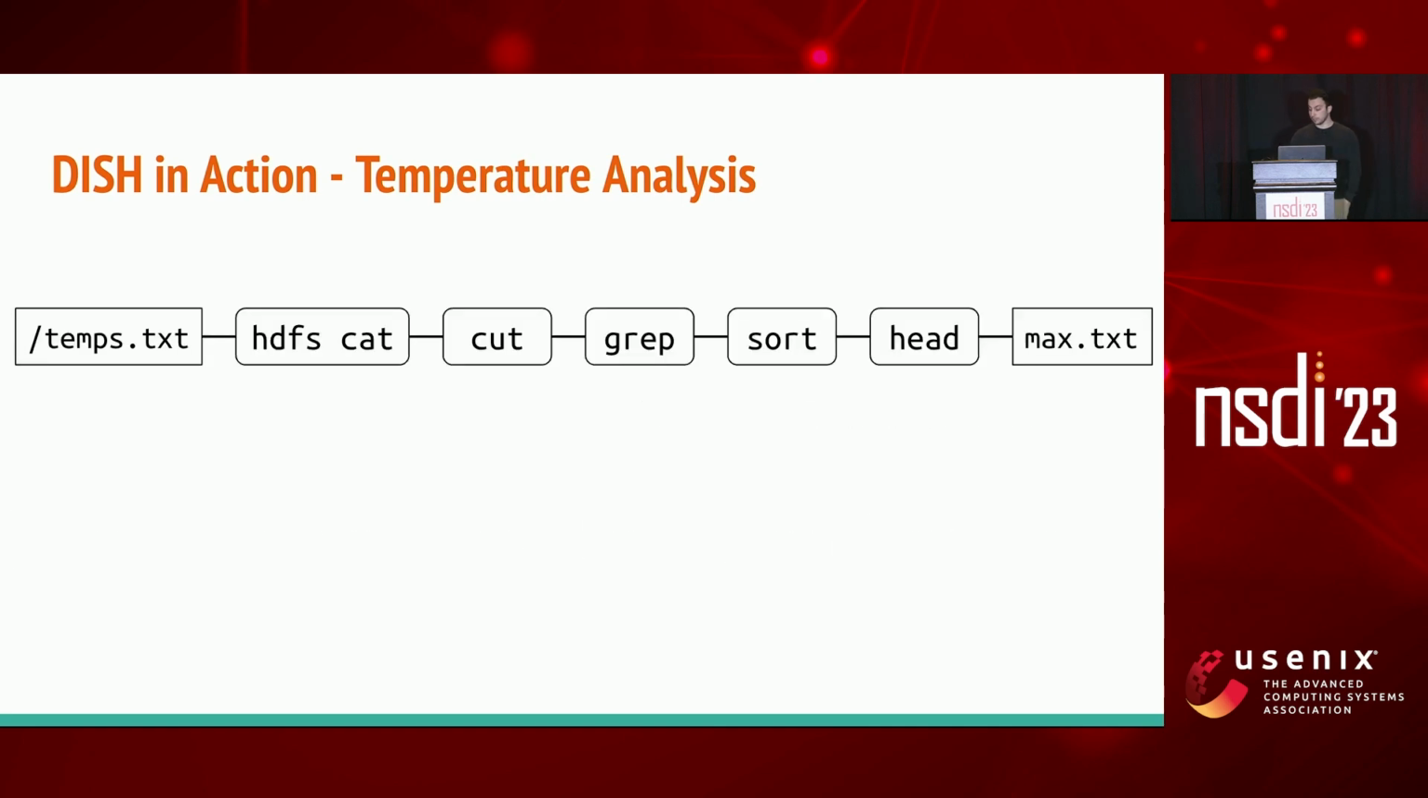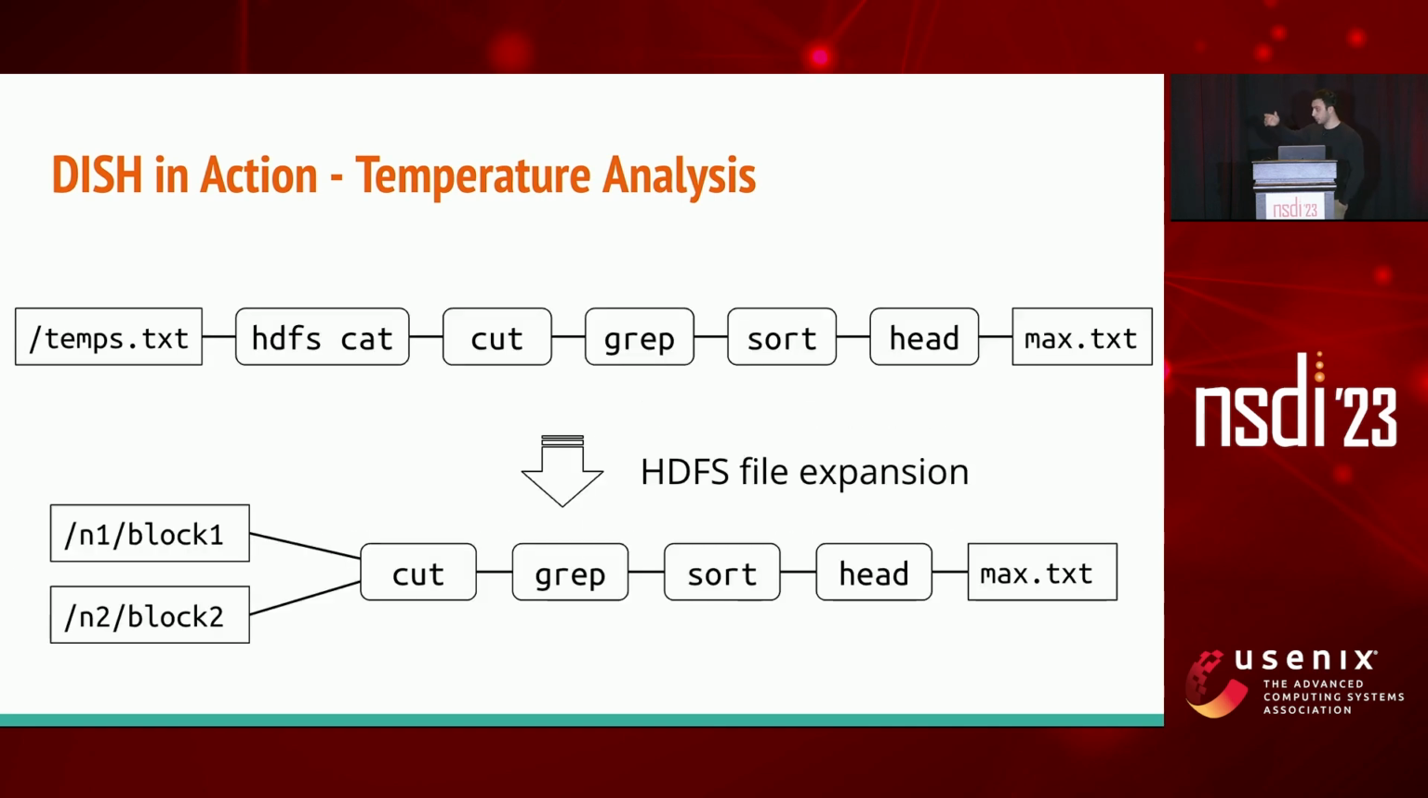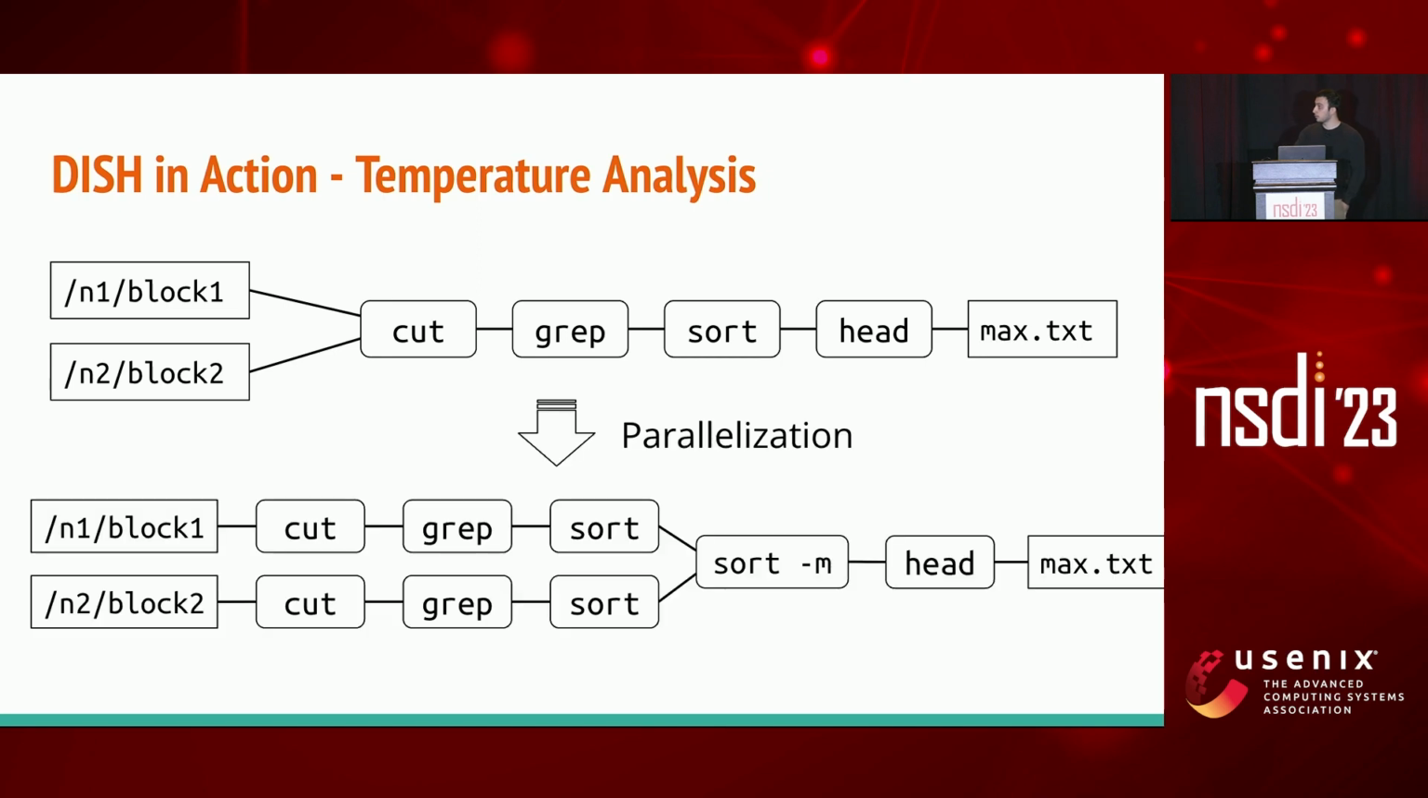So first we apply what we call the DiSh file expansion. We look at this file, and we see how many blocks this file is split into on our cluster of workers. In this case, this file is stored as 2 blocks. The first block is on worker 1, and the second is on worker 2. So we now apply our parallelizing transformations, and you can see that by applying these transformations, we can execute everything up to the sort in parallel before having to merge these results.